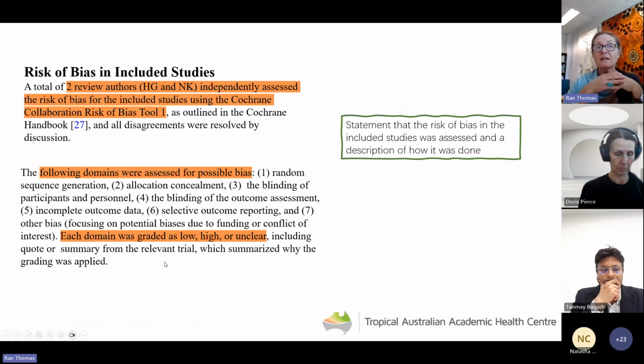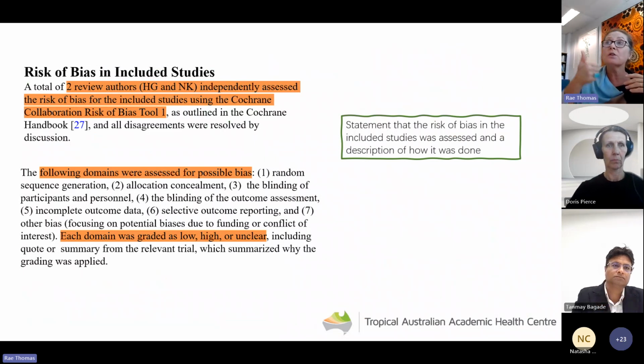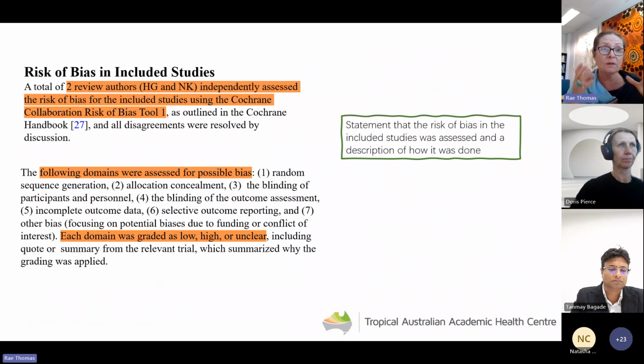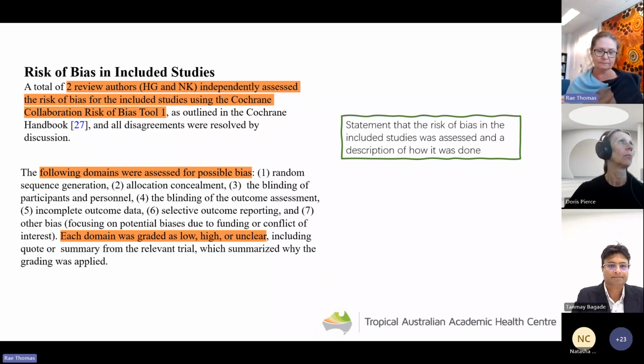All right. In this study, in the methods section, they've told me a couple of things. They've said that 2 review authors, and they've given the initials of the authors so I know exactly which 2, independently assessed the risk of bias of the included studies using the Cochrane Collaboration Risk of Bias tool. Right? I know they did it. They also told me the kind of domains that were assessed in the Cochrane Risk of Bias tool, and they told me what the grading was: low, high, or unclear.